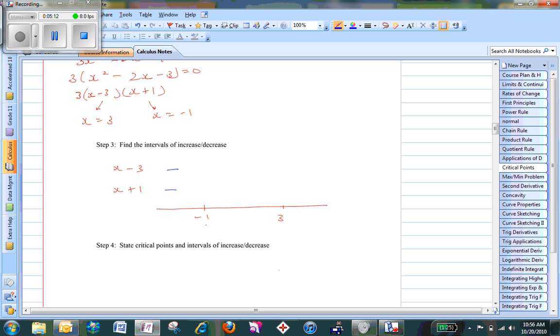I'm going to pick a number between negative 1 and 3. 0 is a great answer. 0 minus 3 is negative. 0 plus 1 is positive.